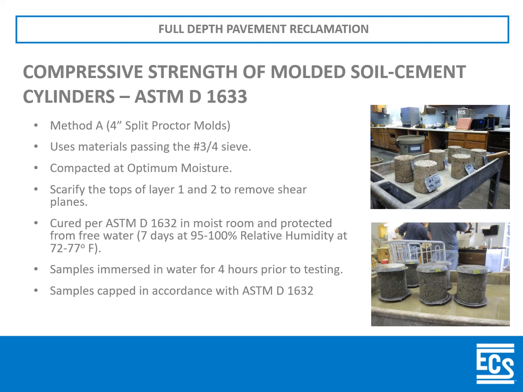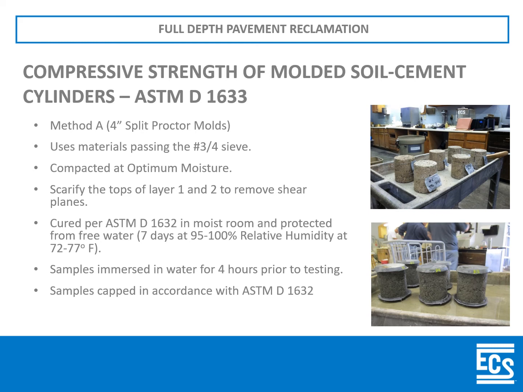Once you get your Proctor and establish your optimum density and also then your optimum moisture content, you're going to make your molded soil cement cylinders in accordance with ASTM D1633. Typically, you're going to be using method A, as most blends of the aggregate is, which is a 4-inch split Proctor mold. And again, you're utilizing everything that's passing the 3/4 inch sieve. You're going to compact at the optimum moisture content and as close to optimum density as you can.